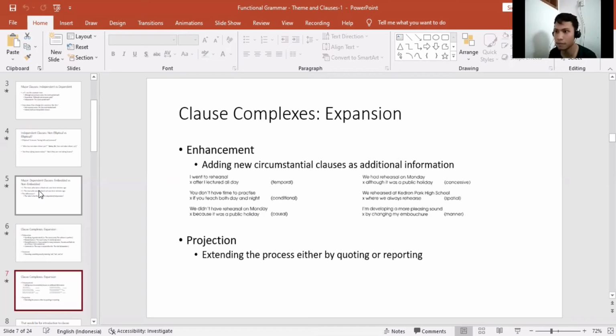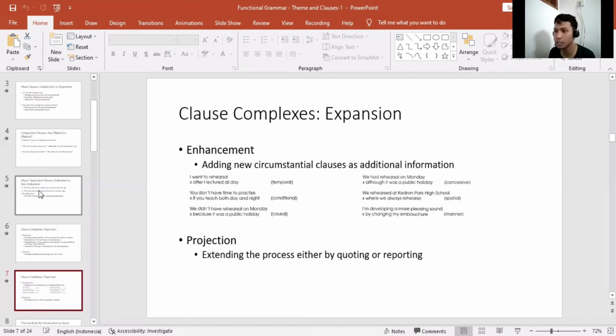And then there are others, like concessive, spatial, and manner, such as: I'm developing a more pleasing sound by changing my embouchure. I believe that's how to pronounce it? I don't know. We rehearsed at Kedron Park High School, where we always rehearse. Projection extends the process either by quoting or reporting. Like you are reporting something to someone, or you are quoting something to someone.